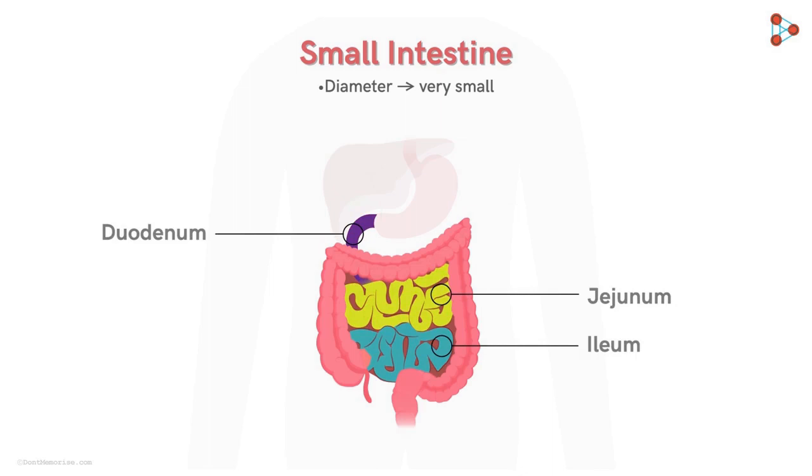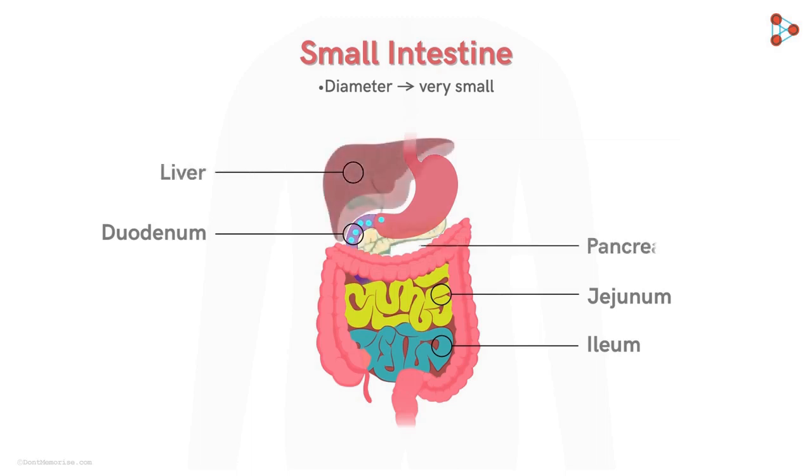The semi-digested food from the stomach is passed on to the duodenum first. Is this part involved in further digestion of the food? Actually, yes. When the partially digested food enters the duodenum, it gets mixed with the 2 major secretions. These secretions come from the 2 most important glands, that is, the liver and the pancreas. We will learn about these glands later in the videos based on digestive glands.